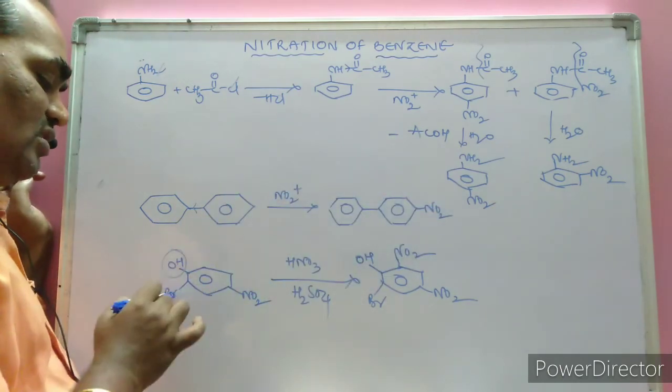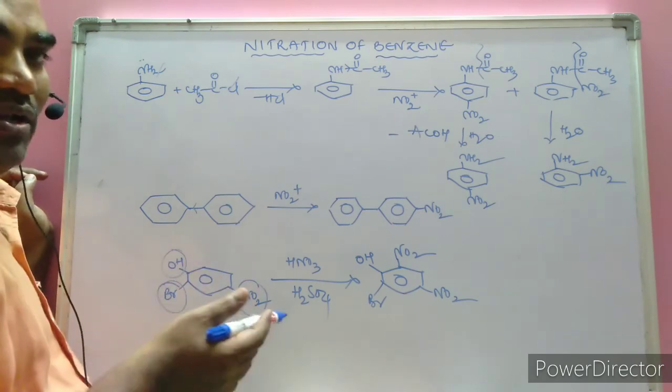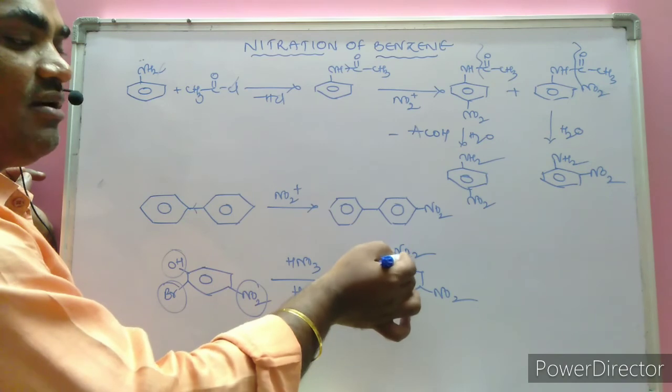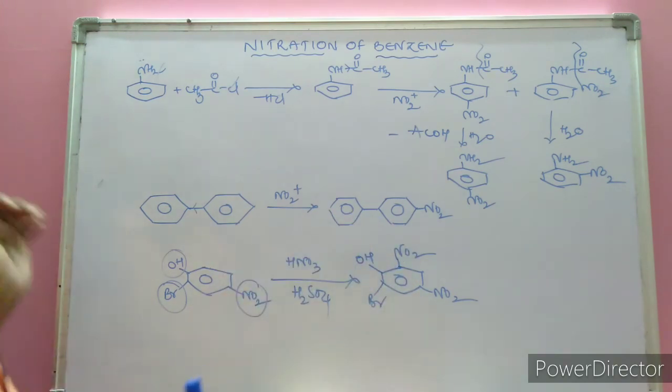Here is also OH, Br and NO2. Two are electron releasing groups and one is an electron withdrawing group. Hence the incoming electrophile sits at that position.